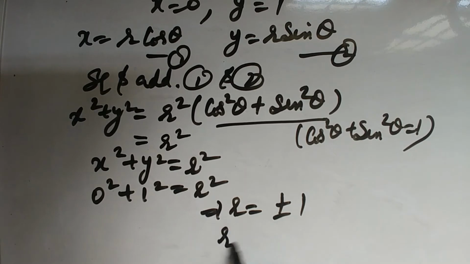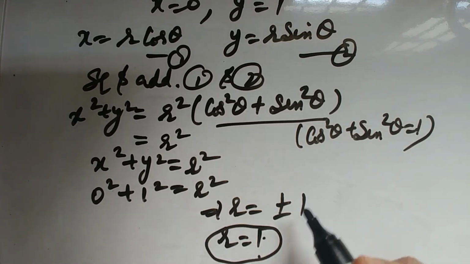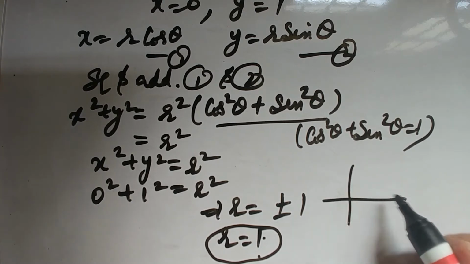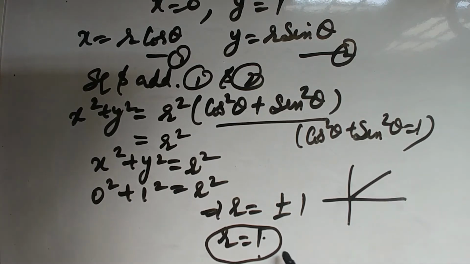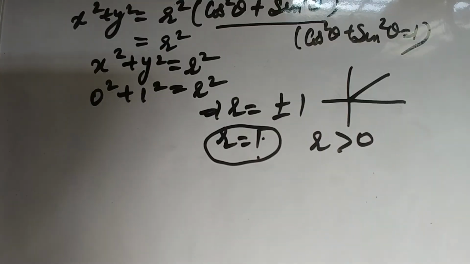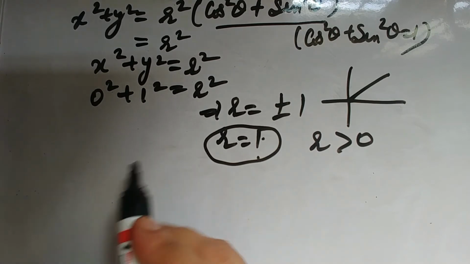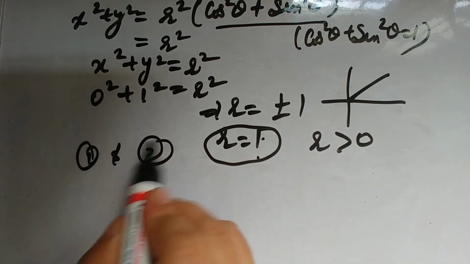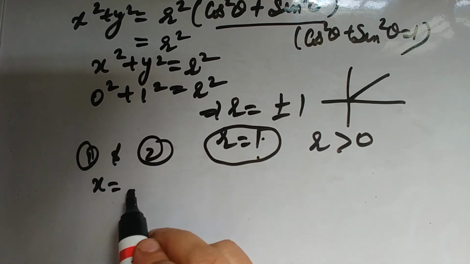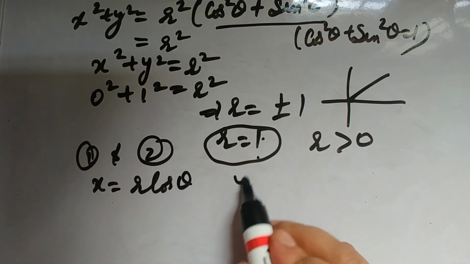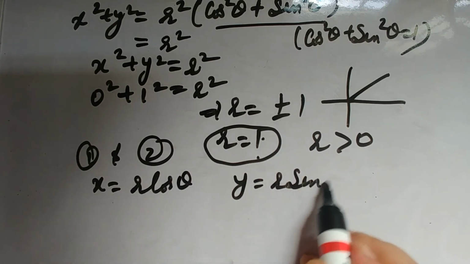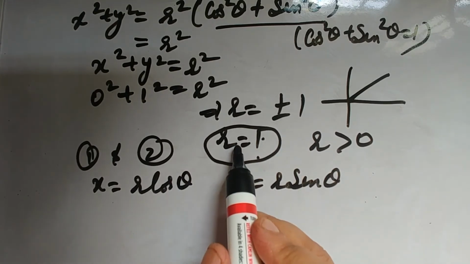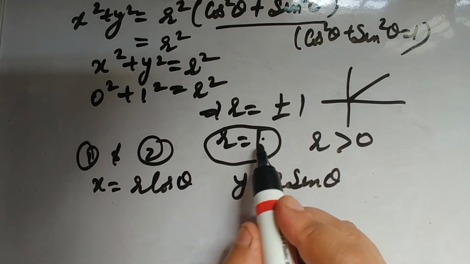But you know that r is always positive because it is the modulus, it is the distance. Remember, this is the distance, so I cannot take a negative value. That's why I have to ignore the negative one and r is 1. Now come back to 1 and 2. It implies x is equal to r cos theta and y is equal to r sin theta. So this is the modulus which I got, this is mod z or r.